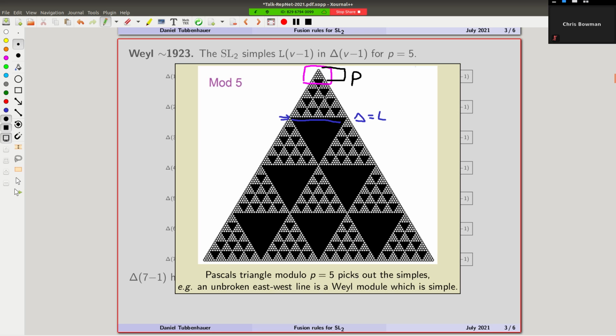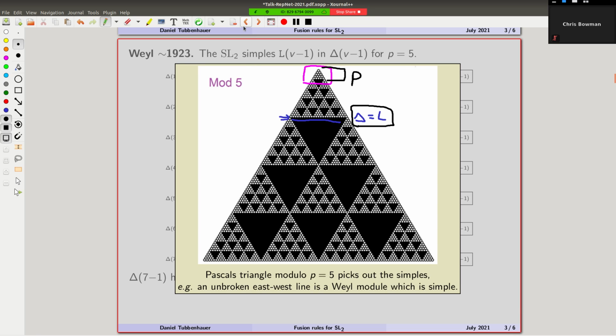So if P is now very large, which is characteristic 0, then this little white triangle at the top is just everything, right? So if this is just everything, then all deltas are simple modules, and you just recover what Hammond-Weil told us 100 years ago, the delta modules are the simple modules.